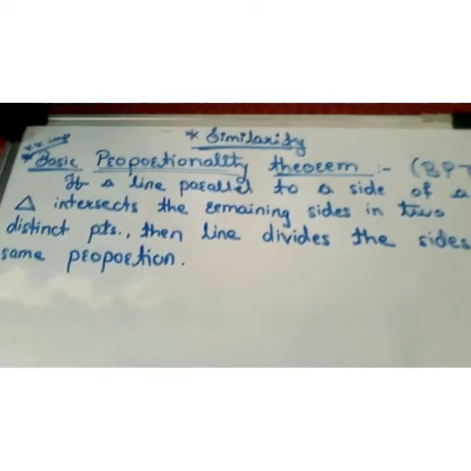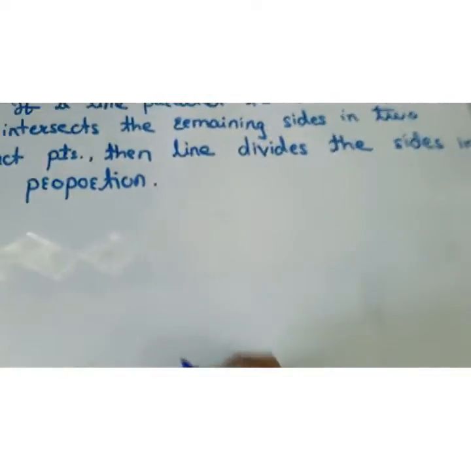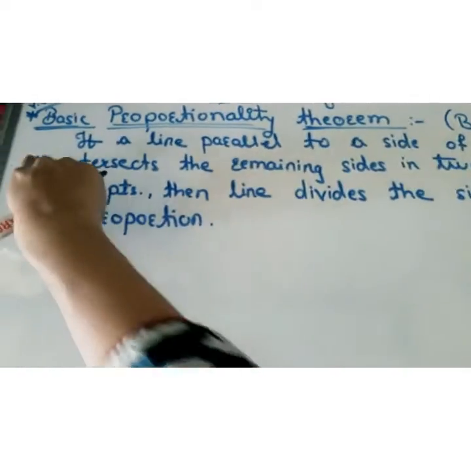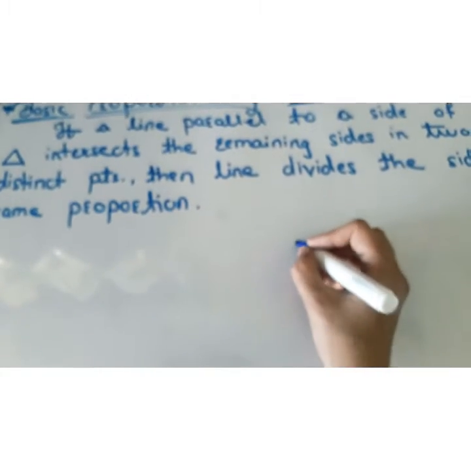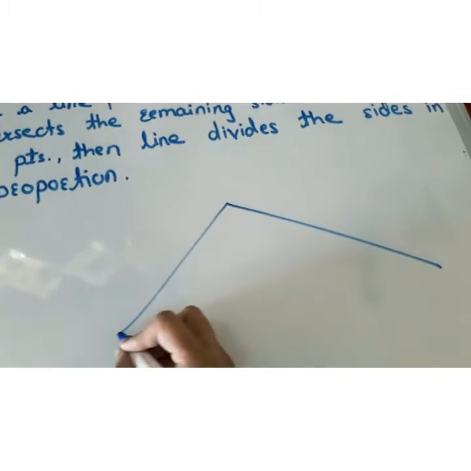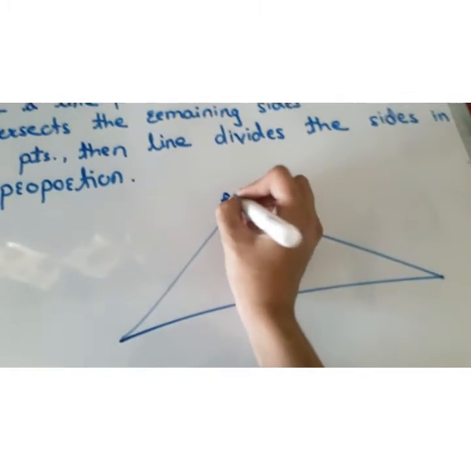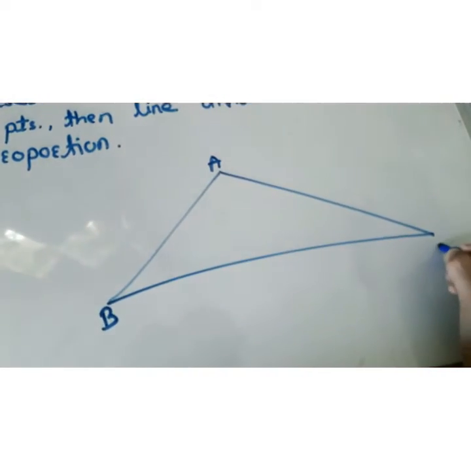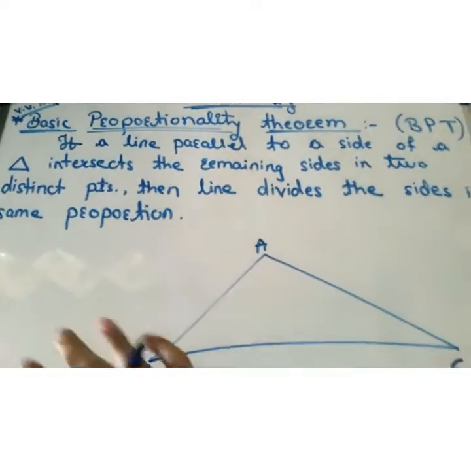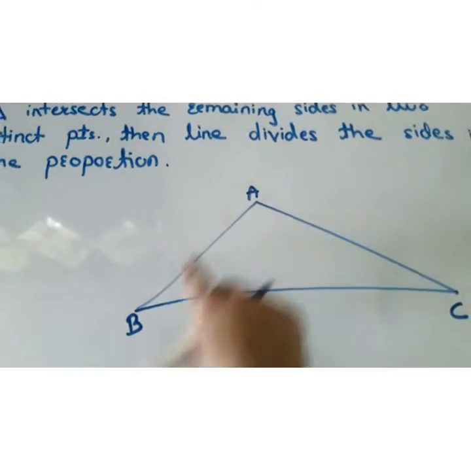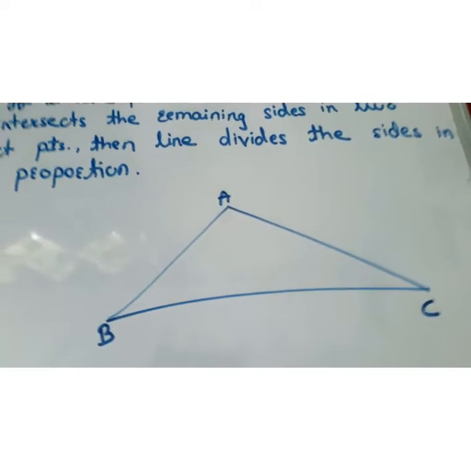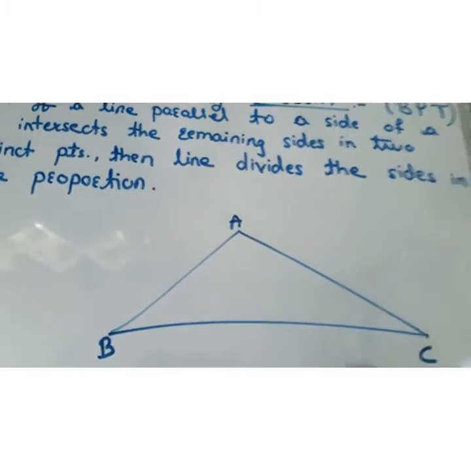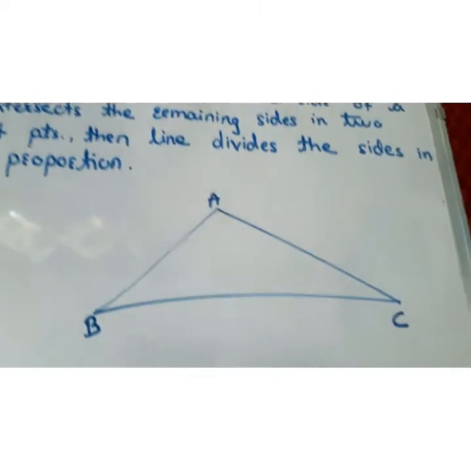So let's try to understand this with the help of a diagram. It says parallel to a side of a triangle, that means we will require a triangle here. So let's draw one triangle. Suppose this is triangle ABC. The line is parallel to a side of a triangle, any side. I can draw parallel to either AB, AC or BC. Parallel means what? The two lines will never intersect each other, or the distance between two lines is always the same.